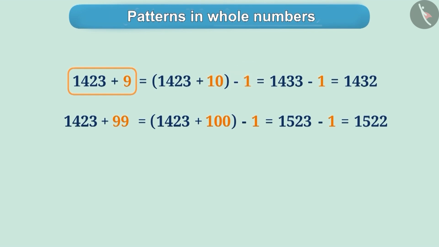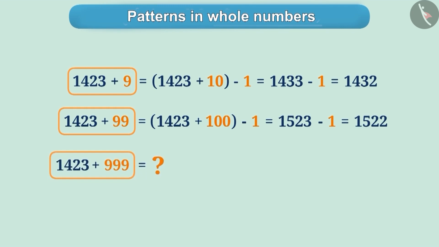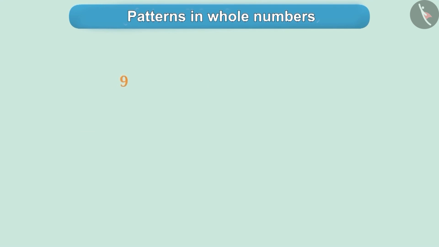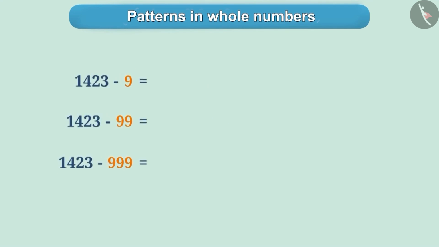Similarly, to simplify 1423 plus 99, 100 is added to 1423 and 1 is subtracted from the result. Similarly, can you solve 1423 plus 999 this way? It can be solved this way. Can you find any pattern for subtraction in 9, 99, 999, etc.? Just think about it.